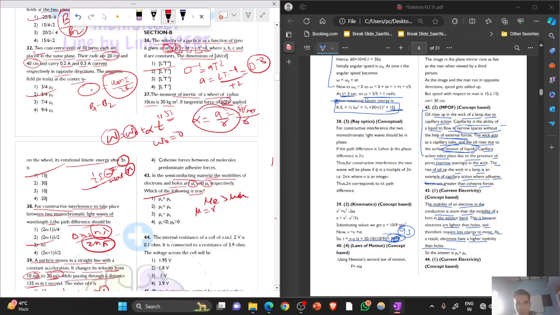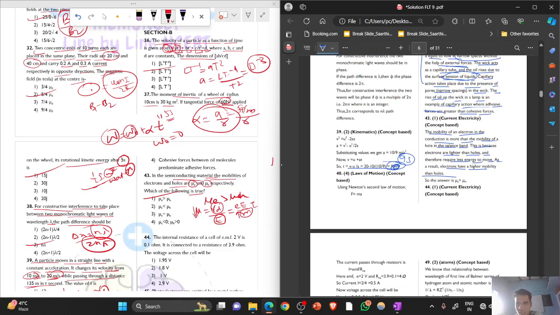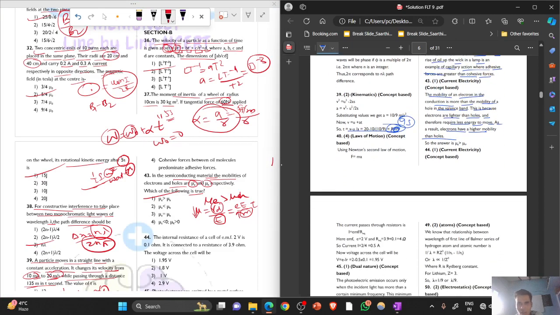Mu is also Vd by E. If you put the same electric field, Vd is simply your drift velocity, that is eE by m tau. So if mass is greater, mobility will be less. You can understand it with this formula also. It is not mentioned here, but I told you.